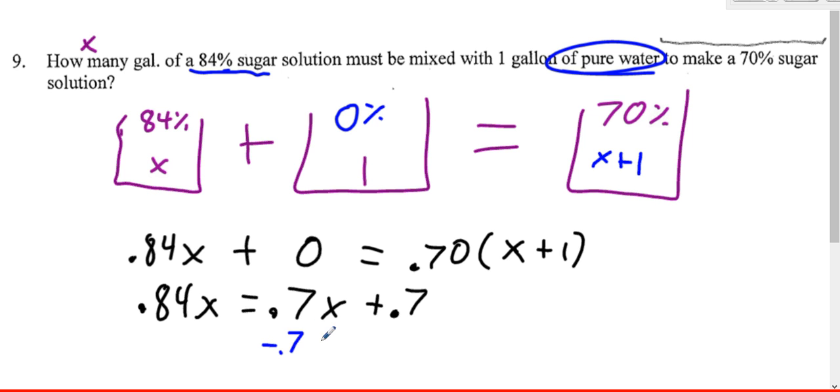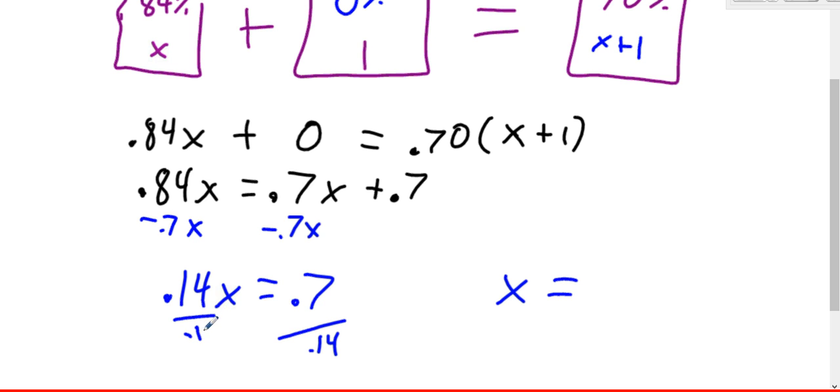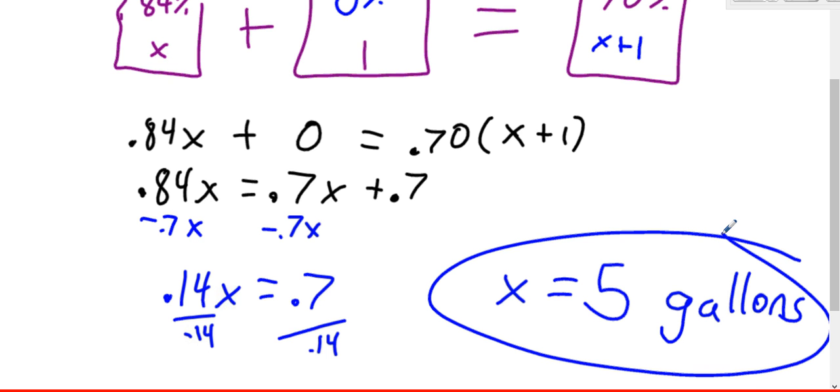Subtract 0.7X. And then divide. You get X equals 5. You get 5 gallons. With these mixture problems, I think you are always allowed a calculator on these mixture problems like this.